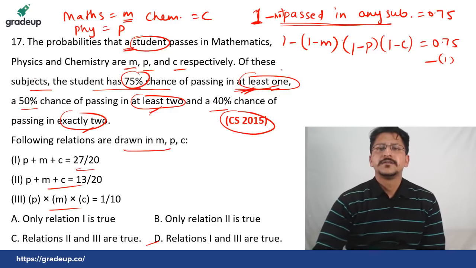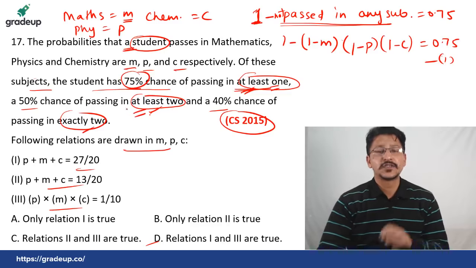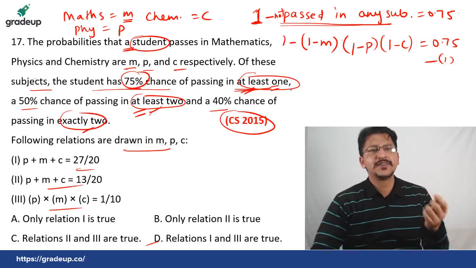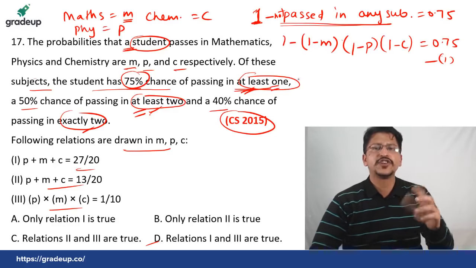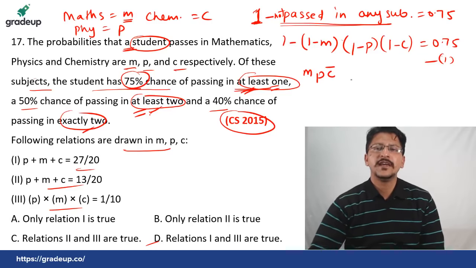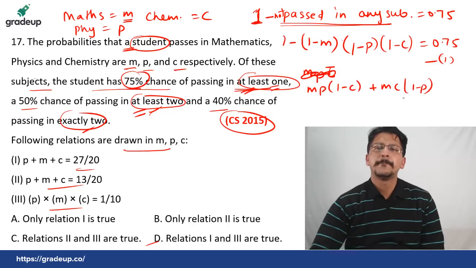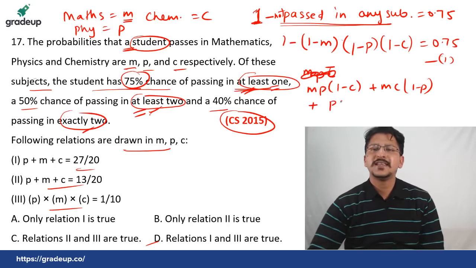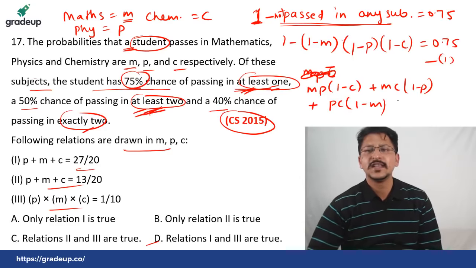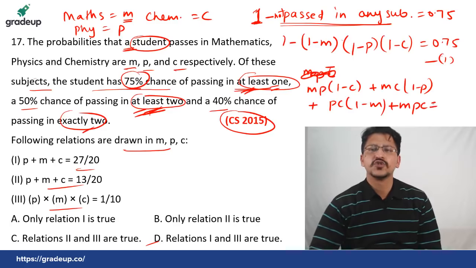Then the second case is passing in at least 2. At least 2 means that either he has passed in physics and chemistry, chemistry and maths, or maths and physics. That combination you have to make. Pass in maths, pass in physics, but not passed in chemistry. We will write it simply like this: MP(1 minus C) plus MC(1 minus P) plus PC(1 minus M). That is passed in exactly 2 subjects. Oh, sorry, at least 2 is what it says. So he can also have passed in all three subjects this way. This is 0.5. This is equation number 2.